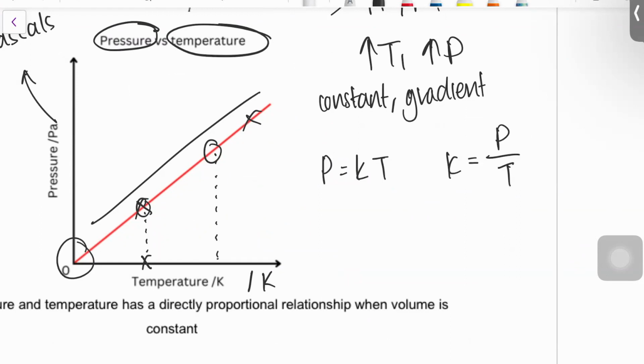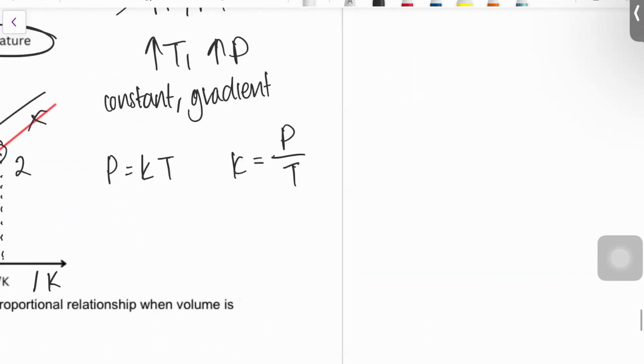Okay, so let's say, for example, I take a point 1 and then I take another point 2. You told me that because it's a straight line, regardless of where I take the point, it's going to be the same gradient, which means at point 1, P1 on T1, the gradient has to be the same as at point 2, which is P2 on T2. Oh, sorry, P2 on T2.